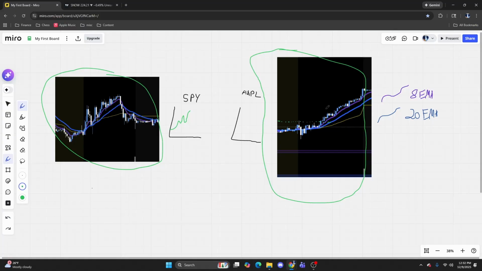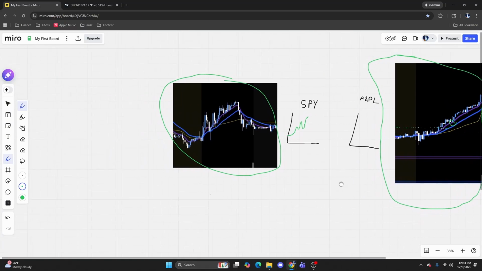So obviously we don't get a clean retest on this level, but look what price does right here. It touches the 8 EMA and then it goes nuclear to the moon, right? So this is where you'd want to enter calls, and then you want to sell at a new high of day, right?